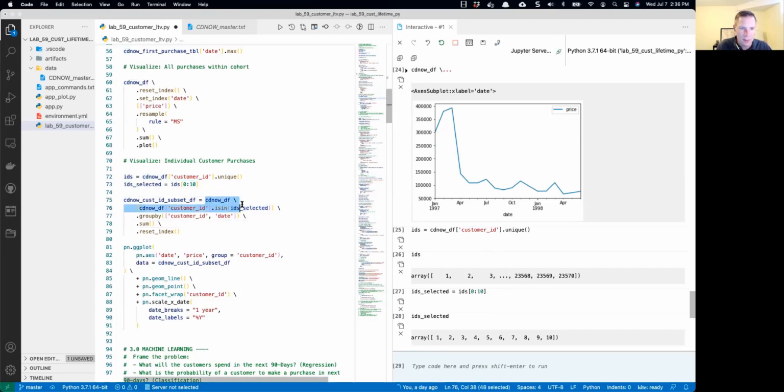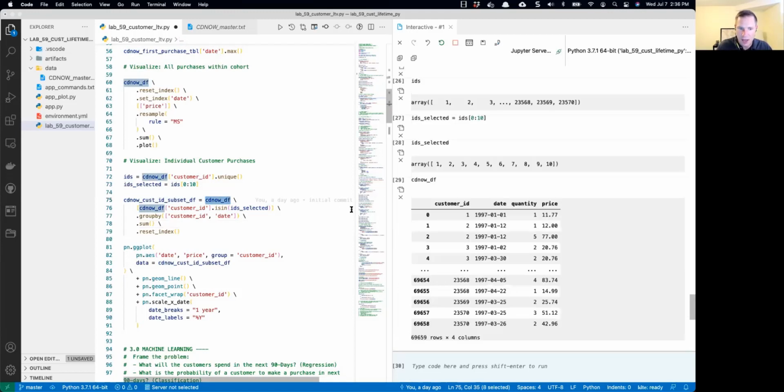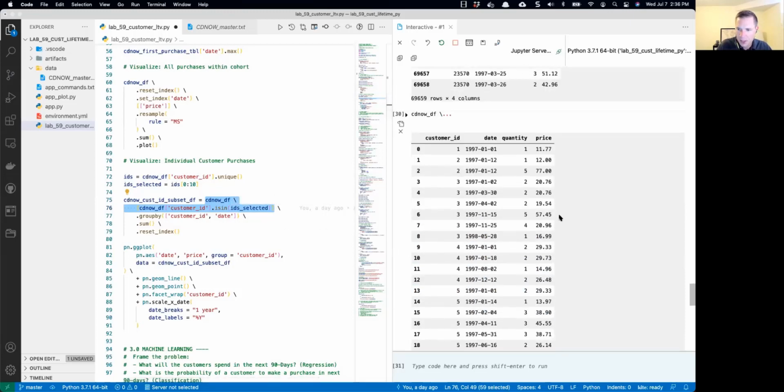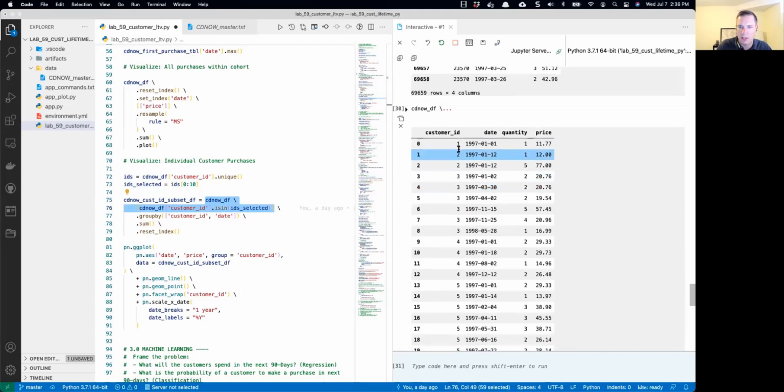Then I'm going to take my CDNOW data set, which is all of my purchasing history, and filter it down to grab certain ones. I'm first going to grab the CDNOW customer IDs that are in this IDs selected up here, so only the ones that are 1 through 10. Shift enter, and you can see it cuts down my data quite considerably. Customer ID 1 has had 1 purchase. Customer ID 2 has had 2 purchases, 3 has had what looks like 6 purchases, and so on.